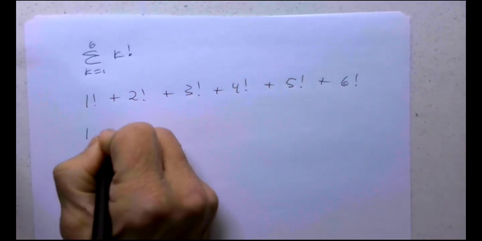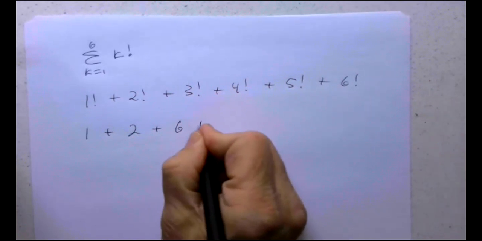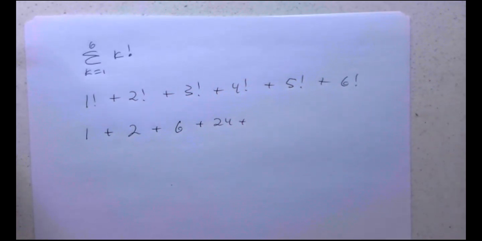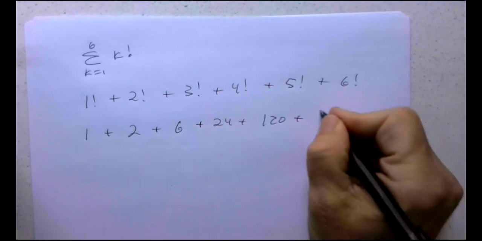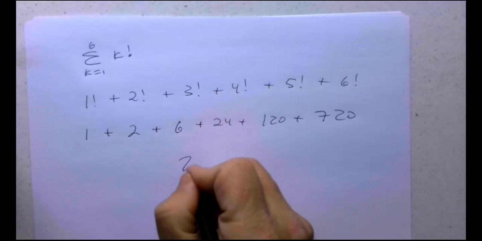1 factorial is 1 because it's 1 times 0 factorial. 2 factorial is 2. 3 factorial is 6. 4 factorial is 24. 5 factorial is 5 times 24, again using our recursive kind of idea, is 120. Plus 6 factorial is 720. So we could add all those together. 1 plus 2 plus 6 plus 24 plus 120 plus 720, and we get 873.